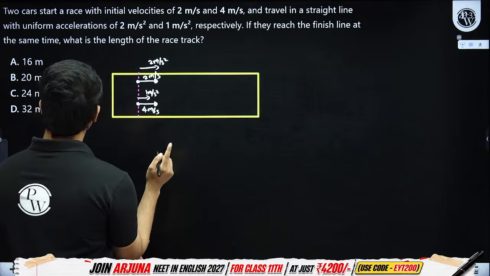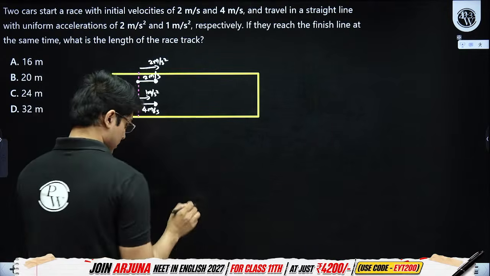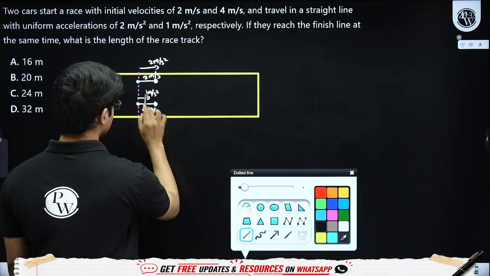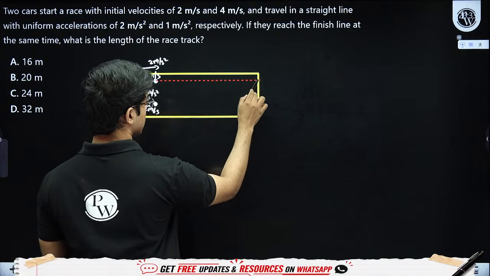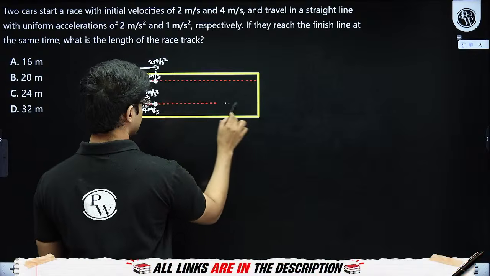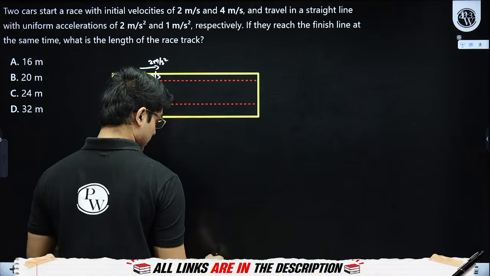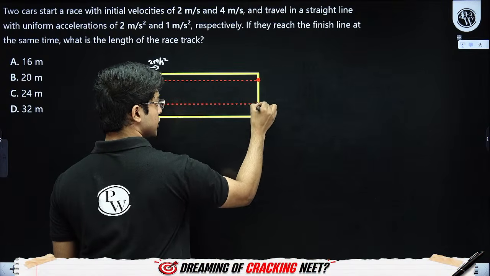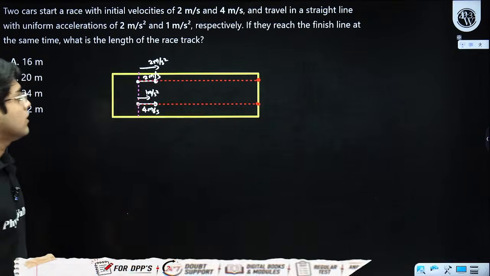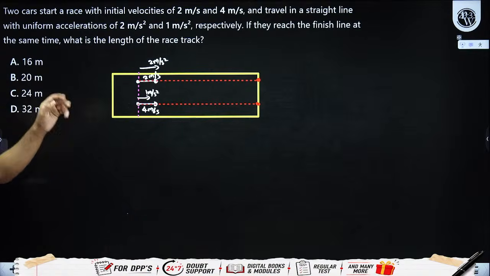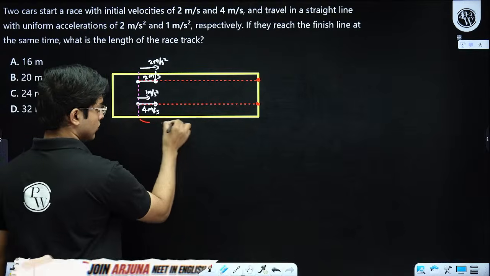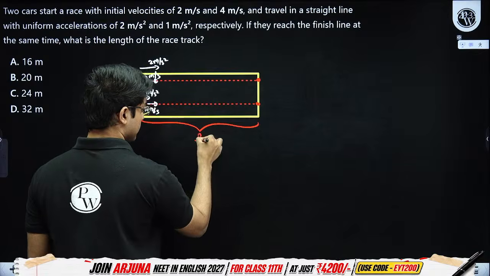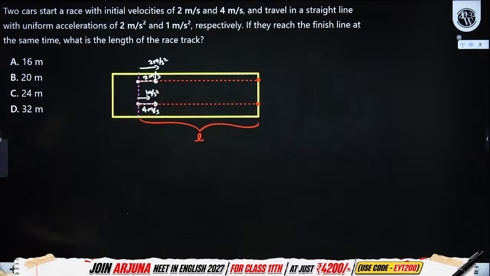If they reach the finish line at the same time, so this person and the second person both reach simultaneously, then the question is, what is the length of this race track? The length is the question.